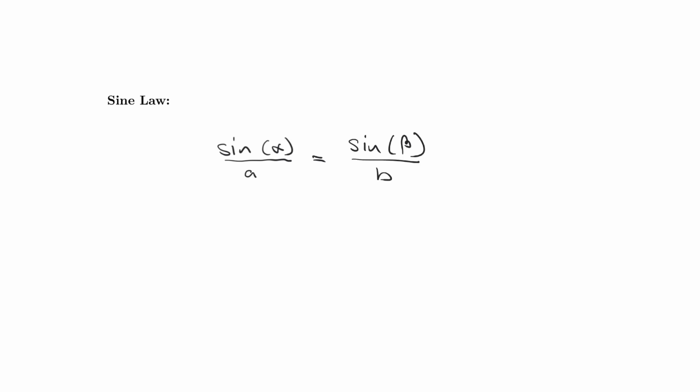Similarly, for the sine law, so the sine law states nothing else than that the sine of alpha relative to side A is equal to the sine of beta relative to side B, which is equal to sine of gamma, which is relative to side C. Some people write this upside down. It really doesn't matter.